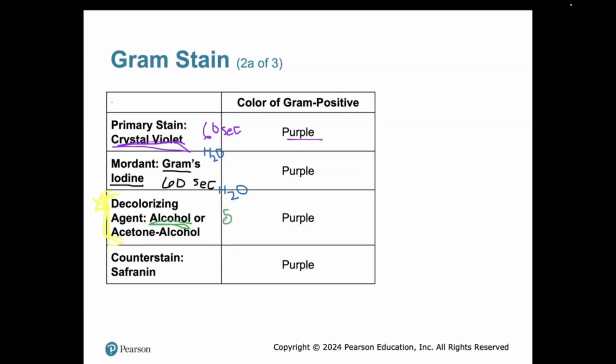For this one, 5 to 7 seconds. Very, very fast. I would say 5 seconds, because being new to this protocol, it takes you a few seconds to pick up the alcohol, get it ready, pour it, and decolorize the specimen, and then get the water cleared off. Once those 5 seconds are up, rinse it with water until it runs clear.